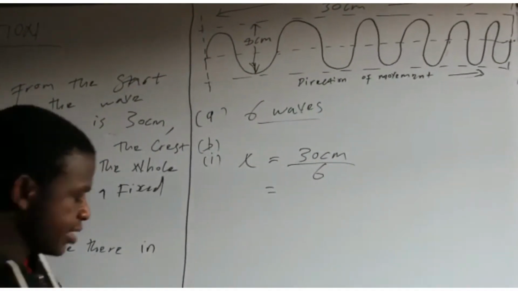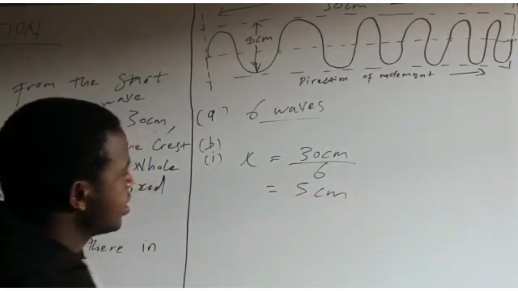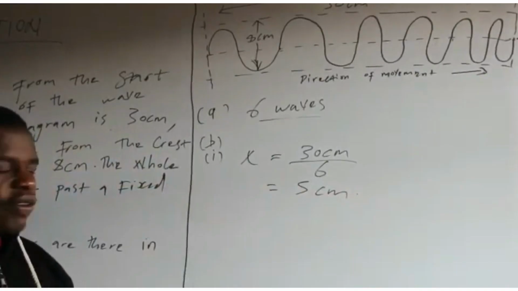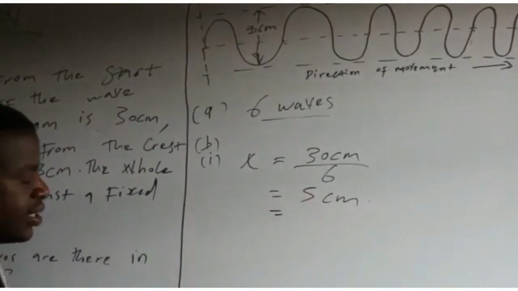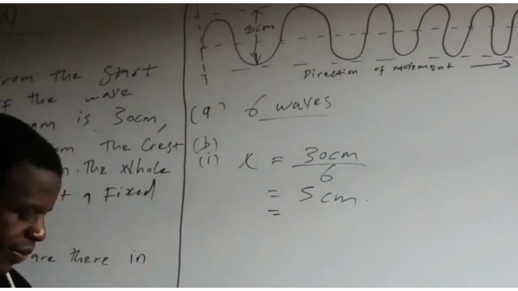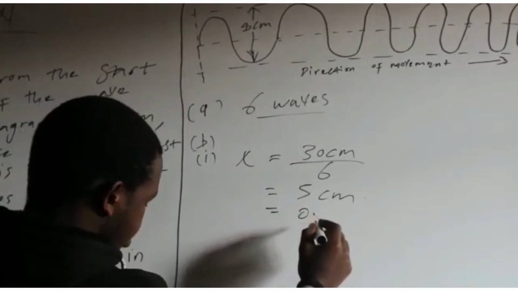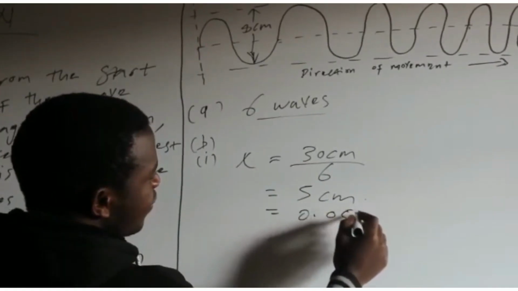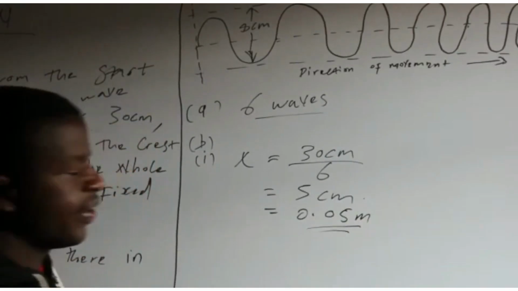30 divided by 6 is giving me 5 centimeters. Then since the unit of wavelength is meters, I'm going to divide this 5 by 100. So I'll say 5 divided by 100. I'm having 0.05 meters. So this is the wavelength.